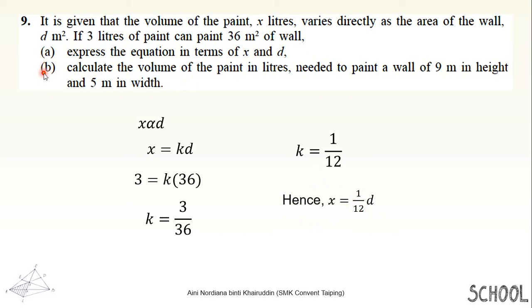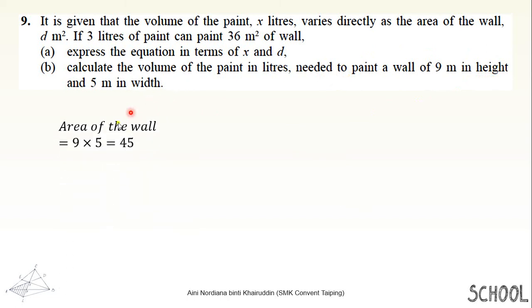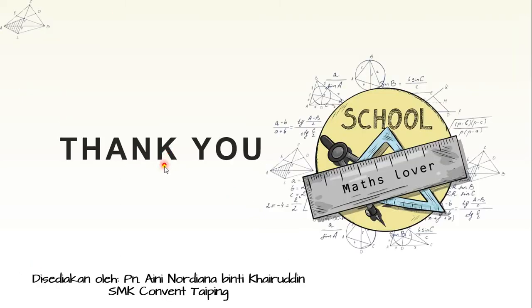For question B, calculate the volume of the paint in liters needed to paint a wall of 9 meter in height and 5 meter in width. First, you have to calculate the area of the wall first. 9 times 5 equals 45 meter square. Then substitute into the formula. The d here is 45. Then you get the x. So this is the paint needed to paint a wall of 45 meter square. Sorry. Okay, that's all for the homework.